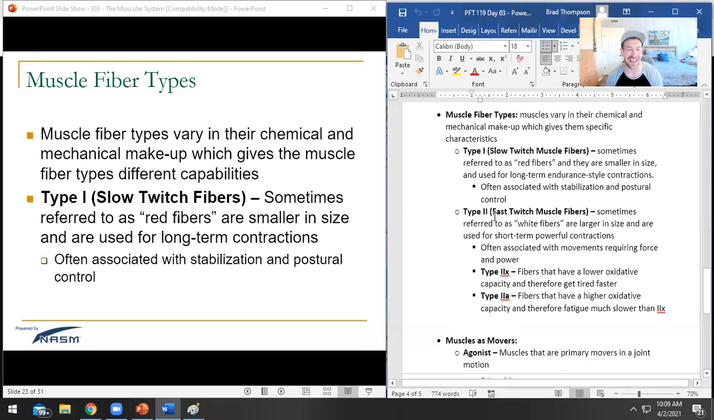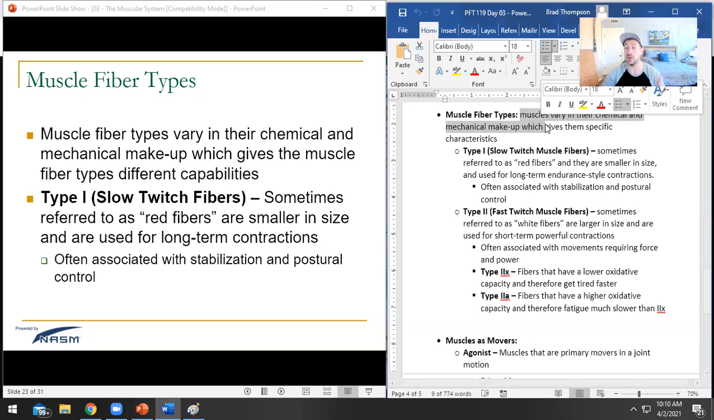Let's take a look at our muscle fiber types. So here's the thing about your muscle fibers as well. Like I said earlier, we name anatomy after how stuff looks. We name it after what its visual characteristics are, or what its performance characteristics are. So you've got a couple different types of muscle fibers inside of your body, depending on how those cells look. Muscles are going to vary in their chemical and mechanical makeup. So their chemistry is going to look a little bit different, and how they look is also going to be a little bit different.